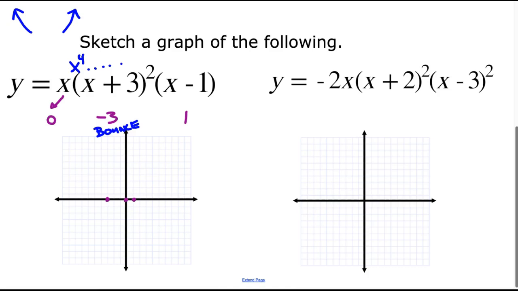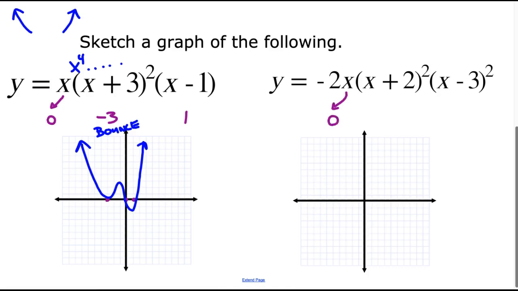So when I sketch this, I'm going to come down from the top, bounce back at -3, and then I'm going to pass through there, and I'm going to pass through there. Looks something like that. Just a sketch, so I don't know if the maximums, the little maximums in between are not accurate. Okay. Same thing over here.